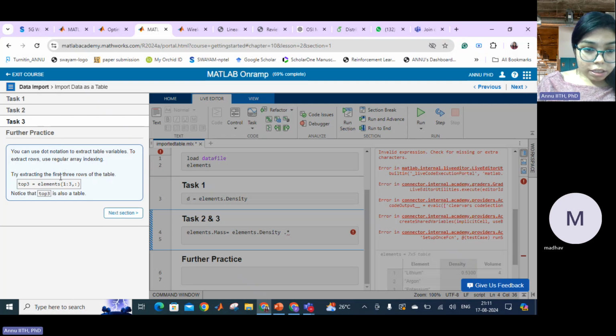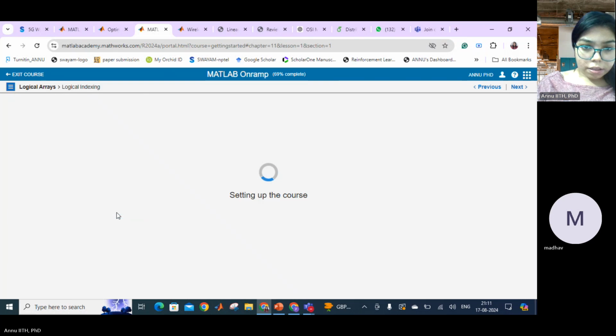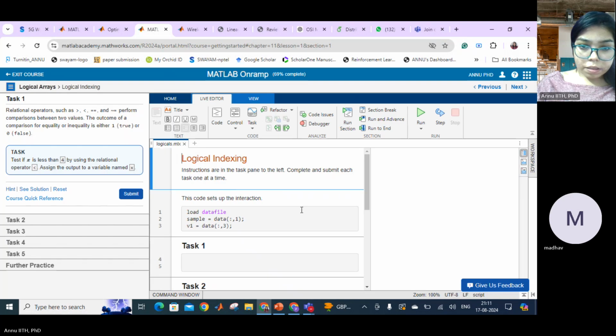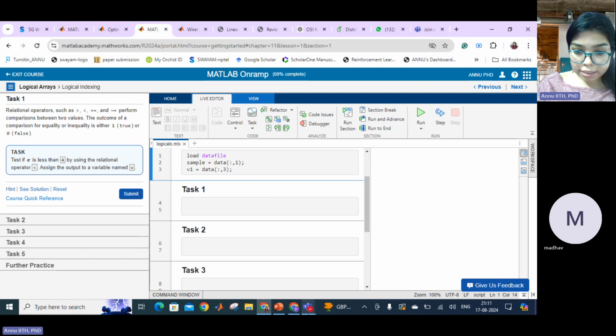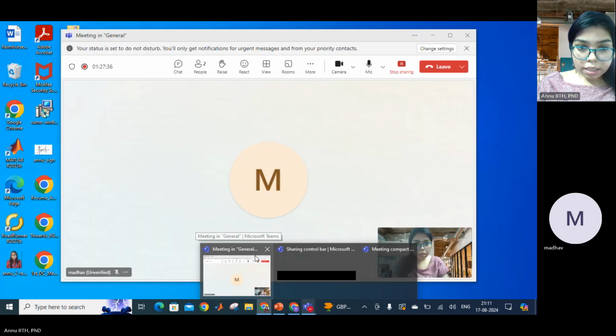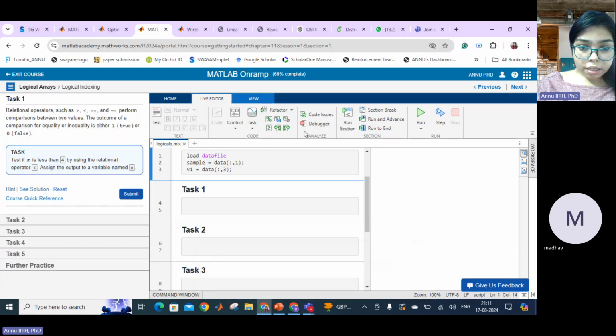Try extracting the first three columns of the row. We can extract like this. That is correct. So relational operation, logical indexing, all those things we can see in the next class.